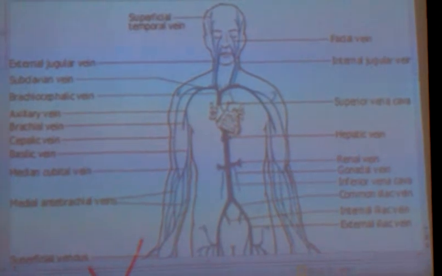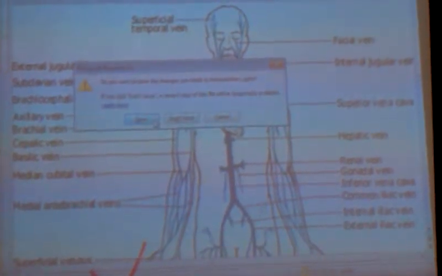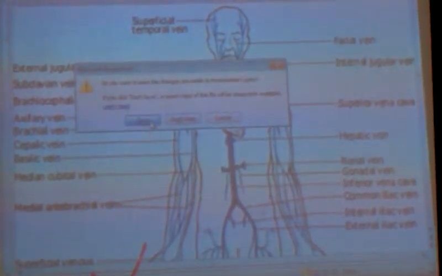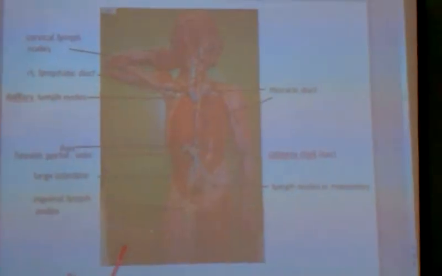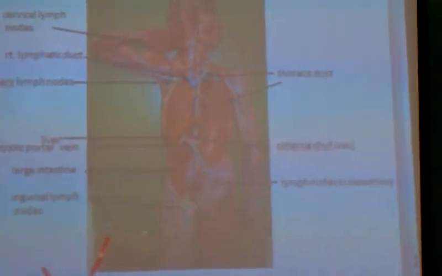Here. Model. Okay, let me bring this up. This is the model. You have an image of it in your packet.